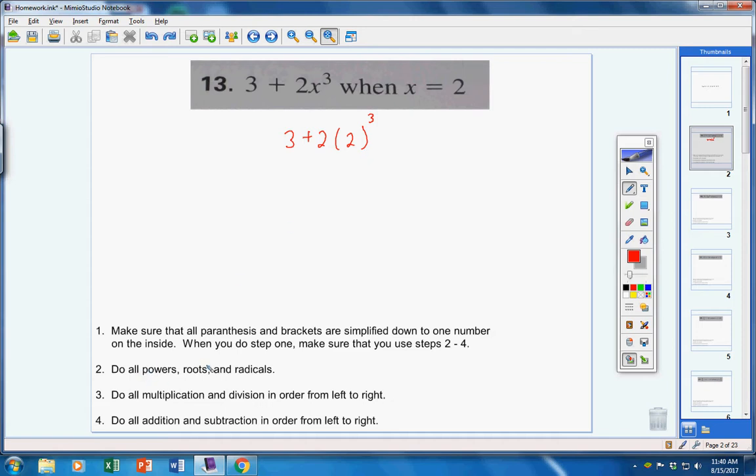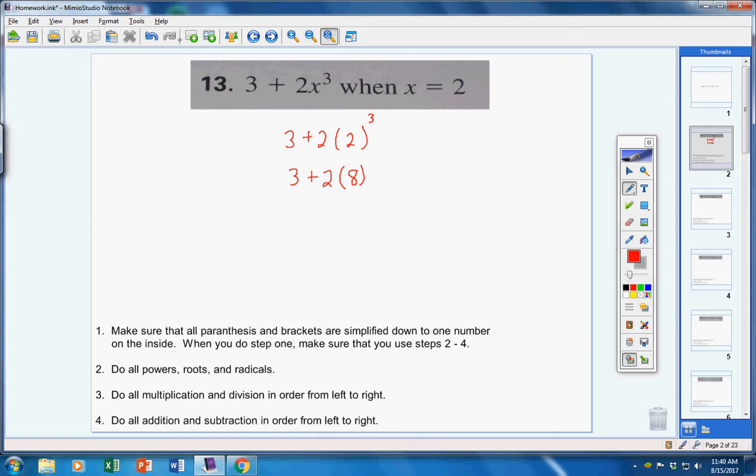Do all powers, roots, and radicals. Okay? Here is my power. So I do that first. So I bring down my 3. I bring down my plus sign. I bring down my 2. And then I have 2 to the third power. That's 2 times 2 times 2, which is 8.